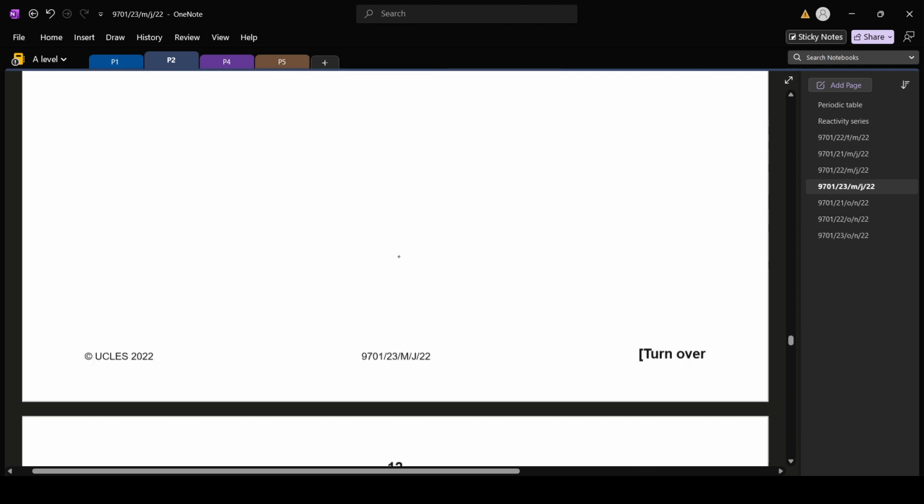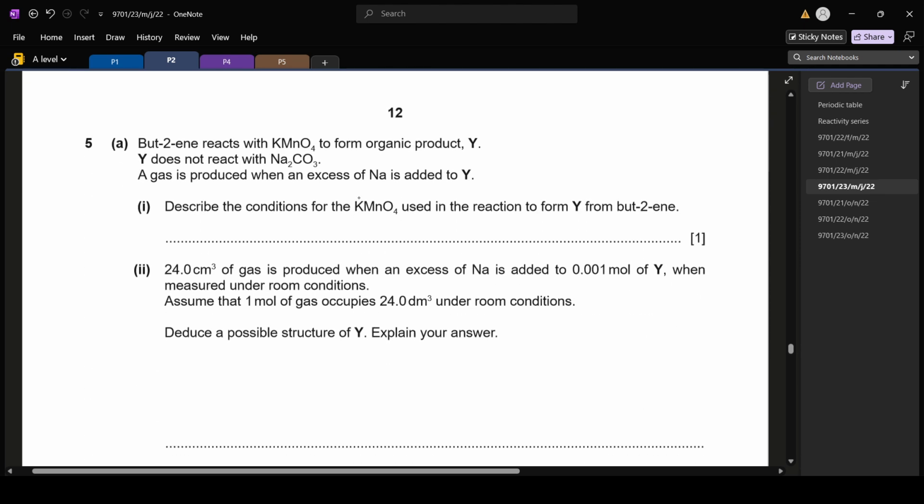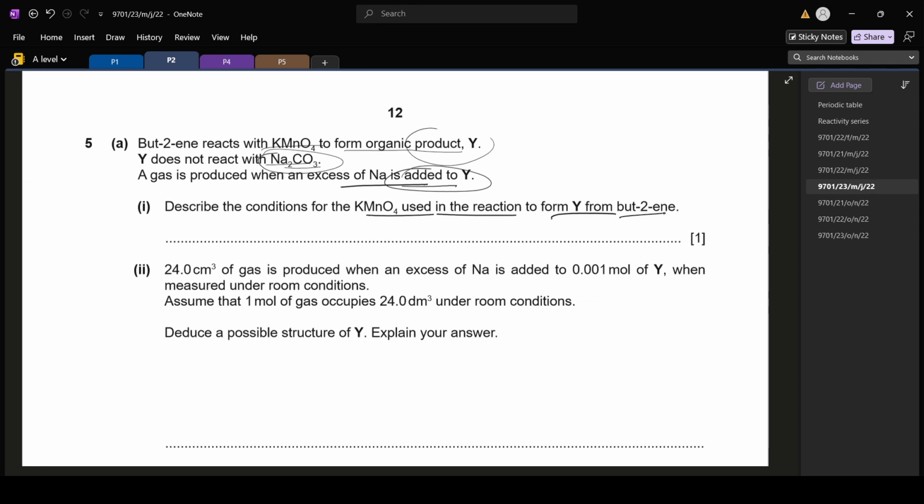Okay, moving towards the next question. But-2-ene reacts with KMnO4 to form organic product Y. Y does not react with sodium carbonate. A gas is produced when an excess of sodium is added to Y. Describe the conditions for the KMnO4 used in the reaction to form Y from but-2-ene.